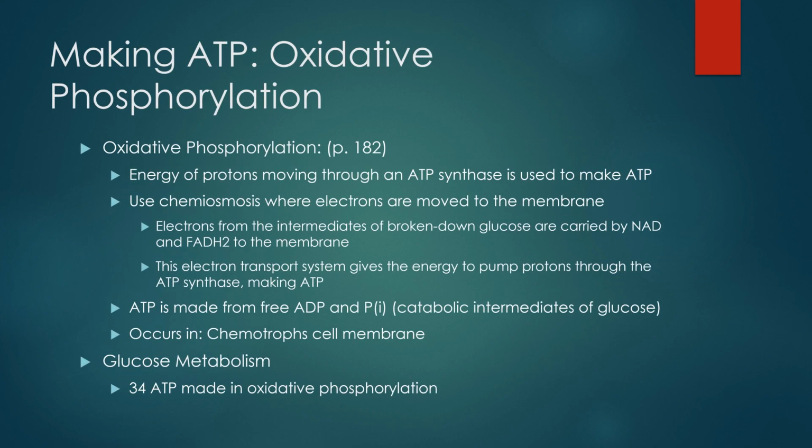Now, oxidative phosphorylation will do things a little bit differently than substrate level phosphorylation. They're going to use the energy of a proton moving through an ATP synthase to make ATP. It's going to use a chemiosmosis model where electrons are going to be moved to the membrane and carried by NAD and FADH2, and this is going to give the energy to pump protons through that ATP synthase to make ATP. And this is going to occur in chemotrophs in the cell membrane. And for glucose metabolism, you're going to have 34 ATP made with oxidative phosphorylation.